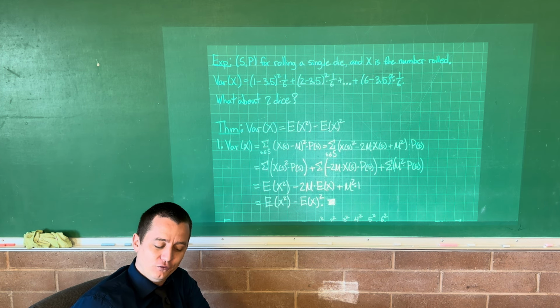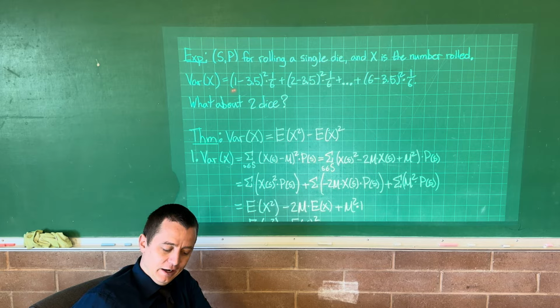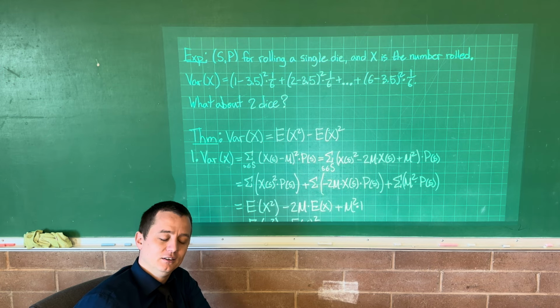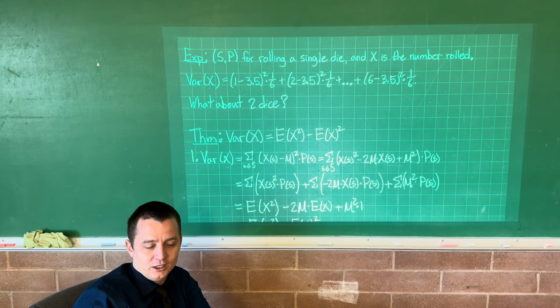Okay, so let's do it for rolling a single die. Let's calculate the variance. For rolling a single die, X just spits out the number you rolled. How would we calculate the variance? The variance is you do 1 minus the expected value squared times 1/6, plus 2 minus the expected value squared times 1/6, plus 3 minus the expected value squared times 1/6, etc., all the way up to 6. That's a nightmare. I don't want to calculate that.